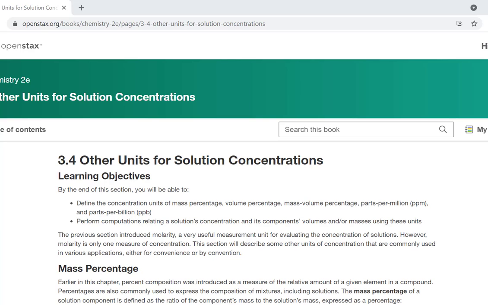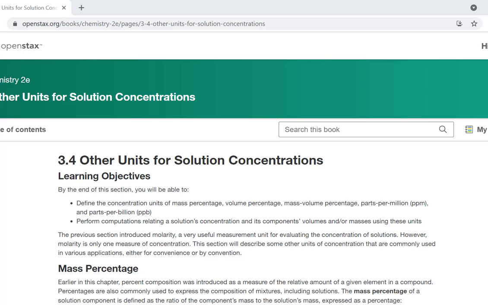Hello, everyone. I want to discuss section 3.4, other units for solution concentrations. The learning objectives here: define the concentrations of units of mass percentage, mass volume percentage, parts per million, and parts per billion, and perform computations relating a solution's concentration and its components, volume, and/or masses using these units.